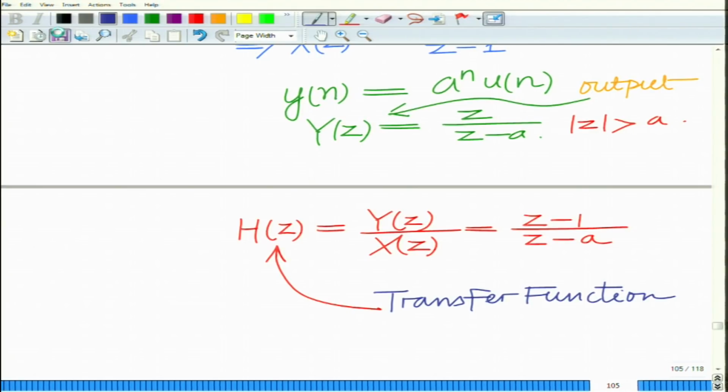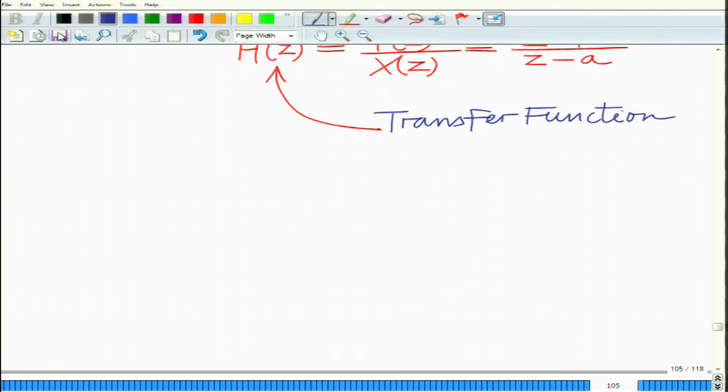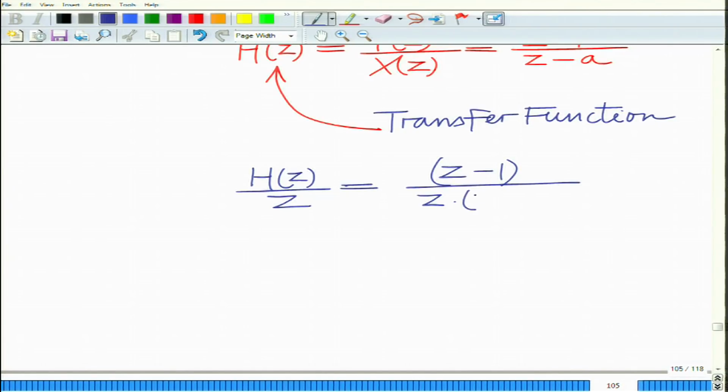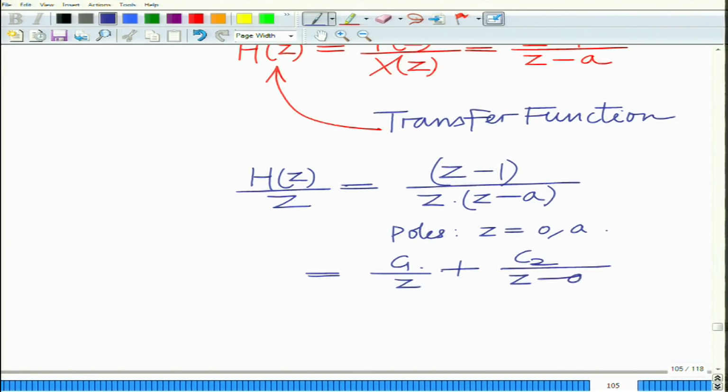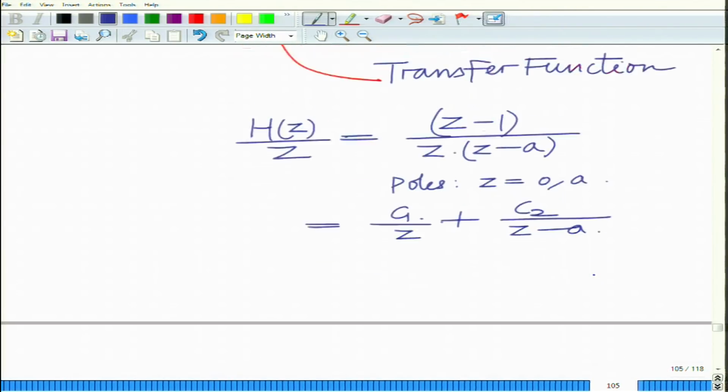This is the transfer function for the LTI system. Now, if I look at H(z)/z, that can be expressed as (z − 1) over z into (z − a). So, there are two poles, z equal to 0 and a, naturally. So, I can express this as c1 over z plus c2 over z − a.